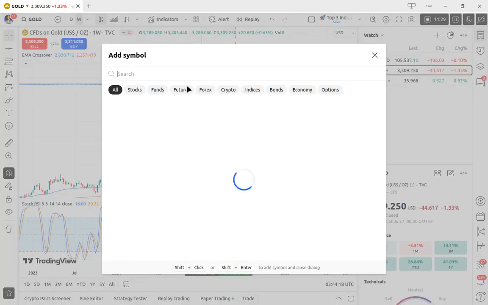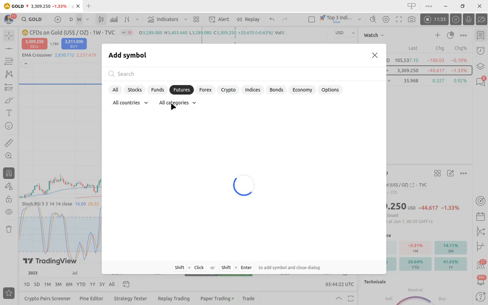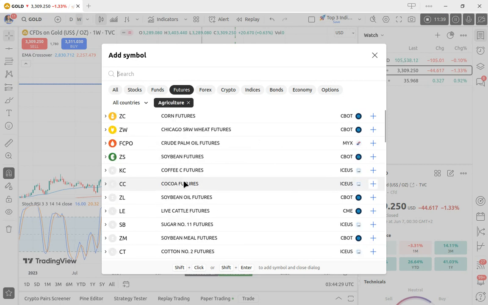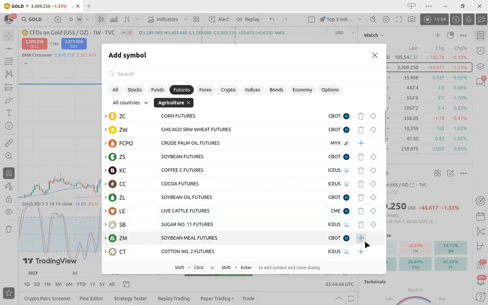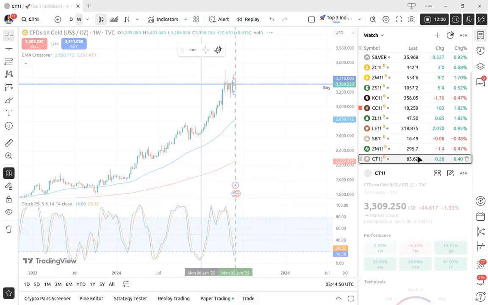Let's see if we can look at another market in the futures. Let's look at agriculture. Let's look at corn, wheat, soybeans, coffee, and cocoa. Let's look at all of them. I love agriculture. So let's see what we have in agriculture.